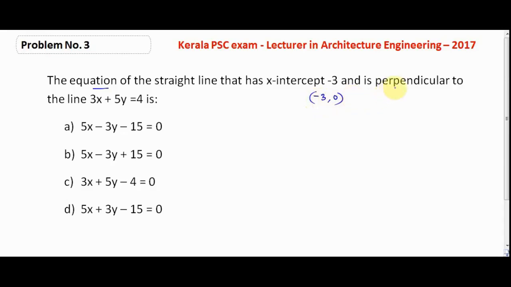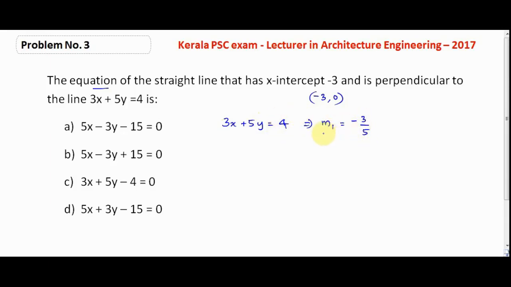Now it is given that the line is perpendicular to the line 3x plus 5y equal to 4. So let's calculate the slope of this line. We will take the slope as m1. m1 will be equal to minus 3 by 5, that is, minus of the coefficient of the x term divided by the coefficient of the y term. So we will get the slope value as minus 3 by 5.